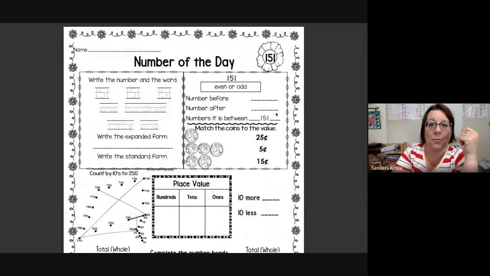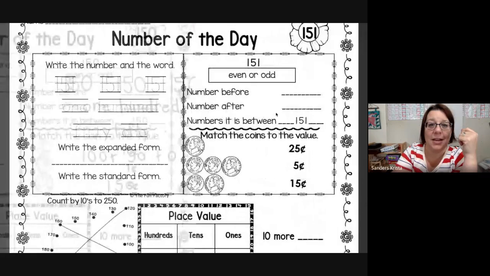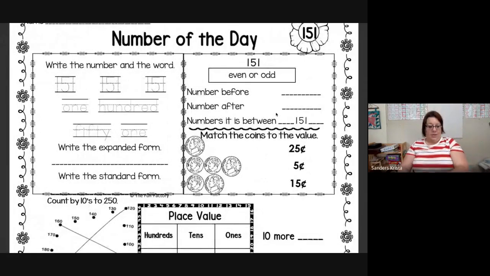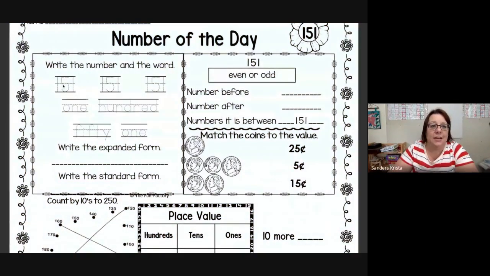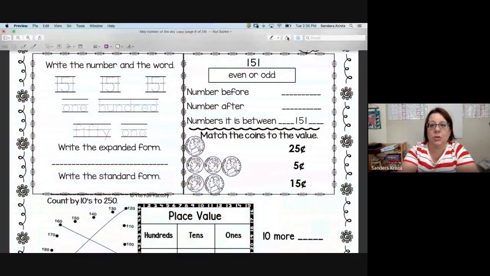Okay, we are doing 151 in the May packet for the number of the day. Okay, so my number is 151. We have 1, and the Sanders needs to grab her tool.